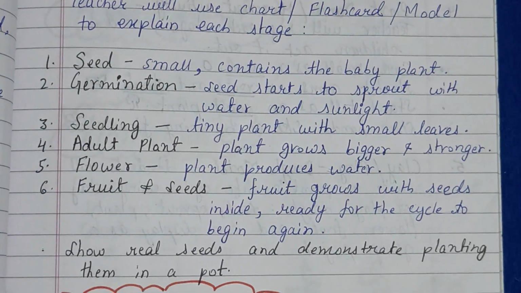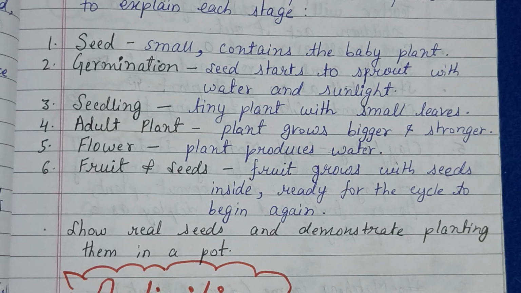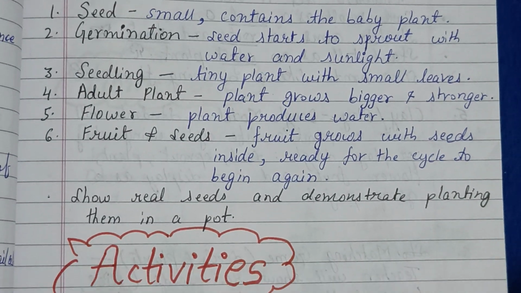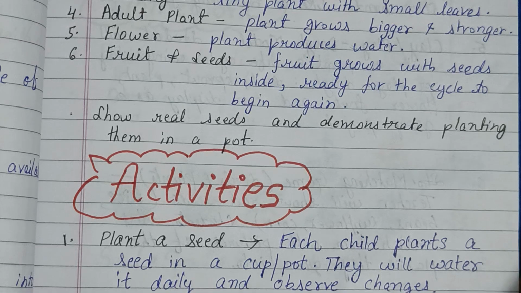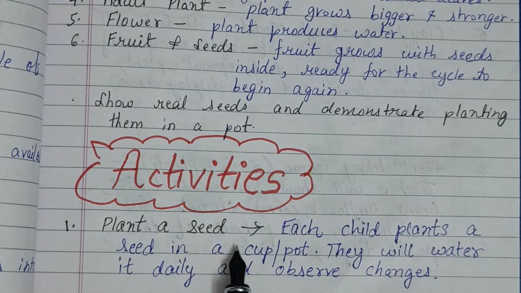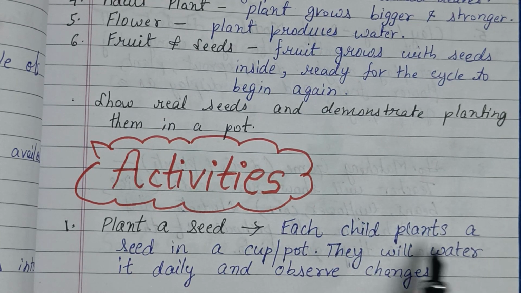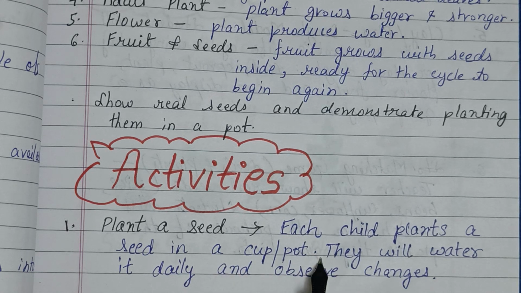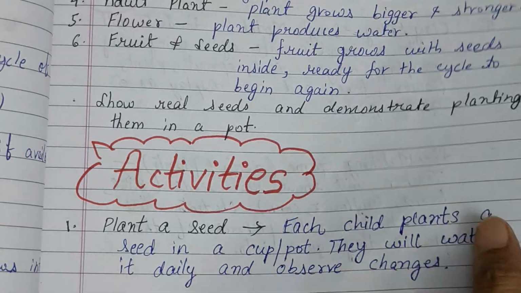Next, show real seeds and demonstrate planting them in a pot. Now, activities. First, plant a seed. Each child plants a seed in a cup or pot. They will water it daily and observe the changes.